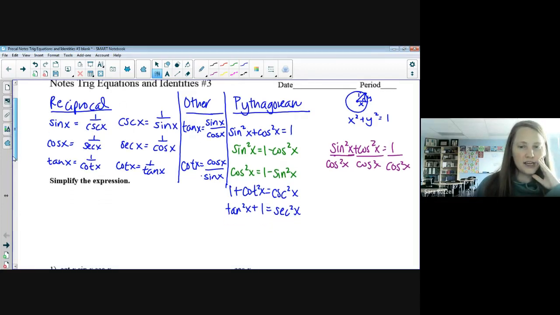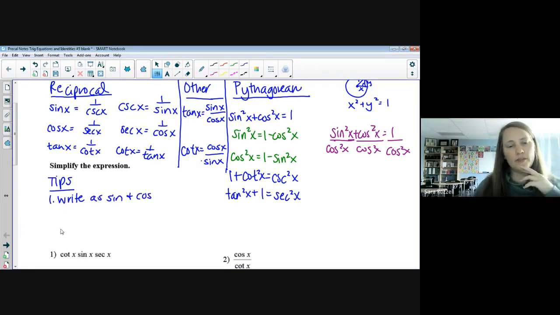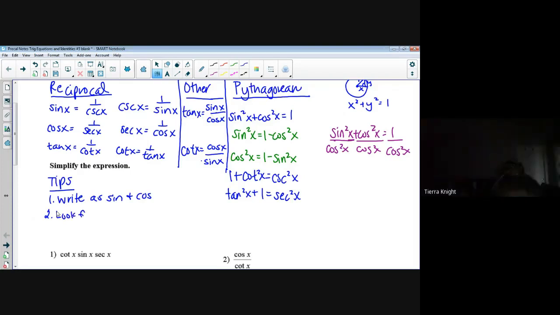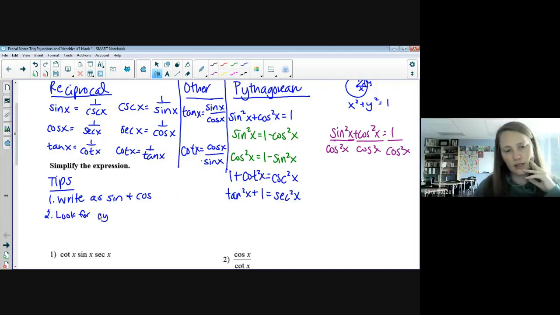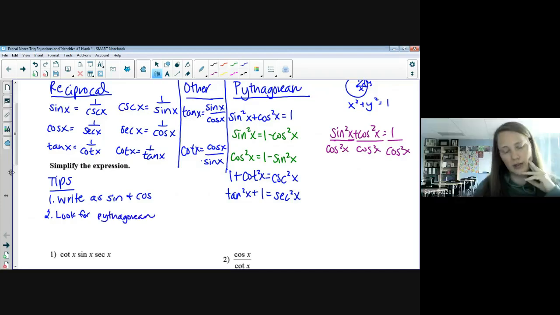So our tips when we simplify are to write as sine and cosine. That helps a lot in our simplifying. And also our second tip is to try to recognize Pythagorean identities. So look for Pythagorean. Okay, is that all we're going to write under tips? Yep. And that's all we're going to write under simplified expression? Yep.